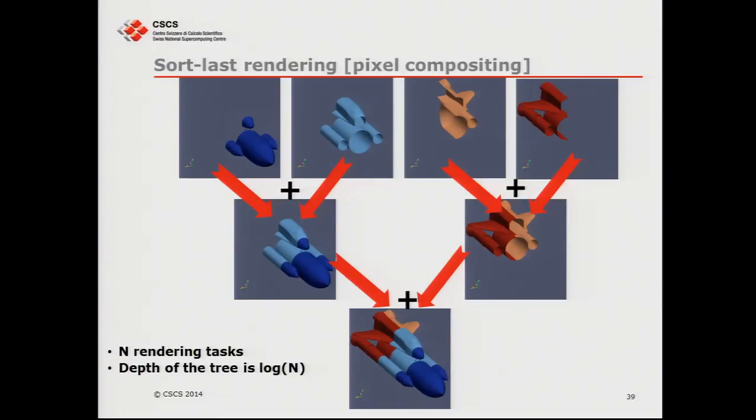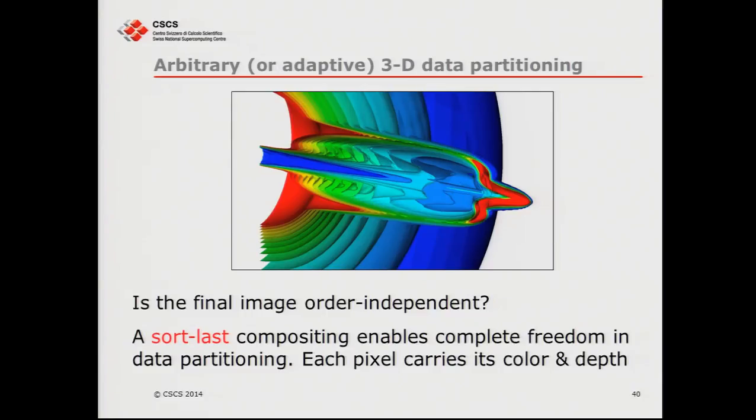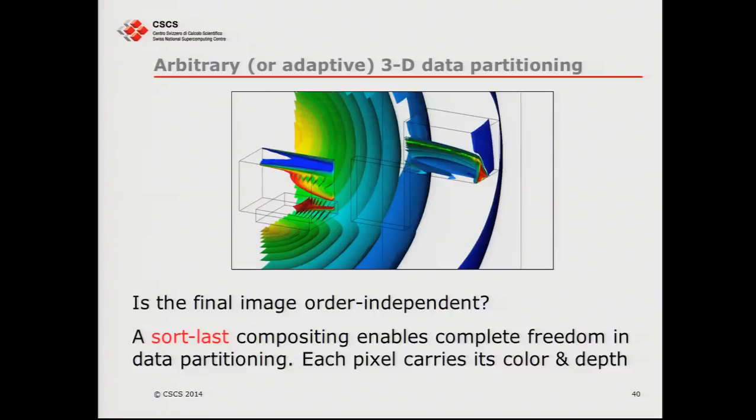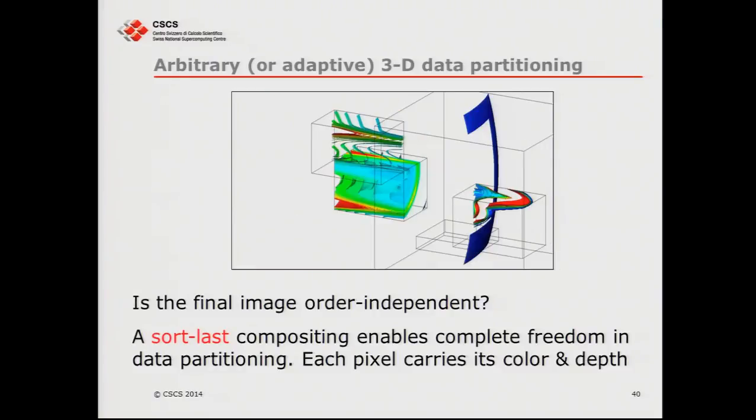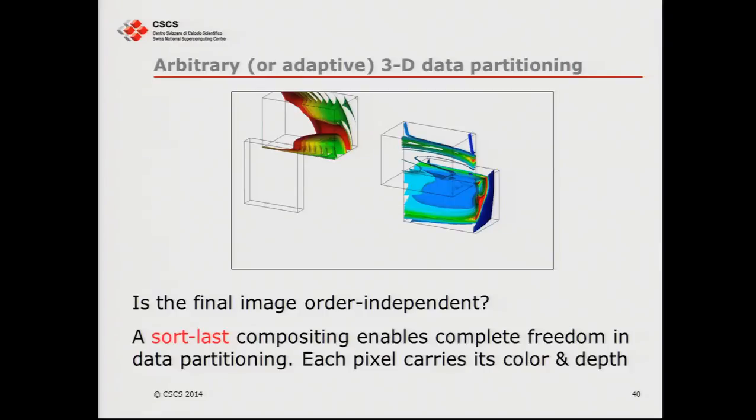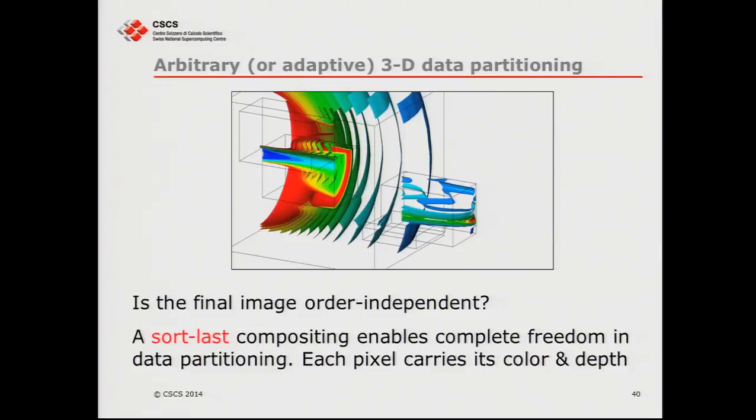It's all programmed for you. You don't have to do this. And this is the final image which you get at the end of this composition phase. You should ask yourself the question, is the ordering of composition independent? Or, I mean, does it matter?